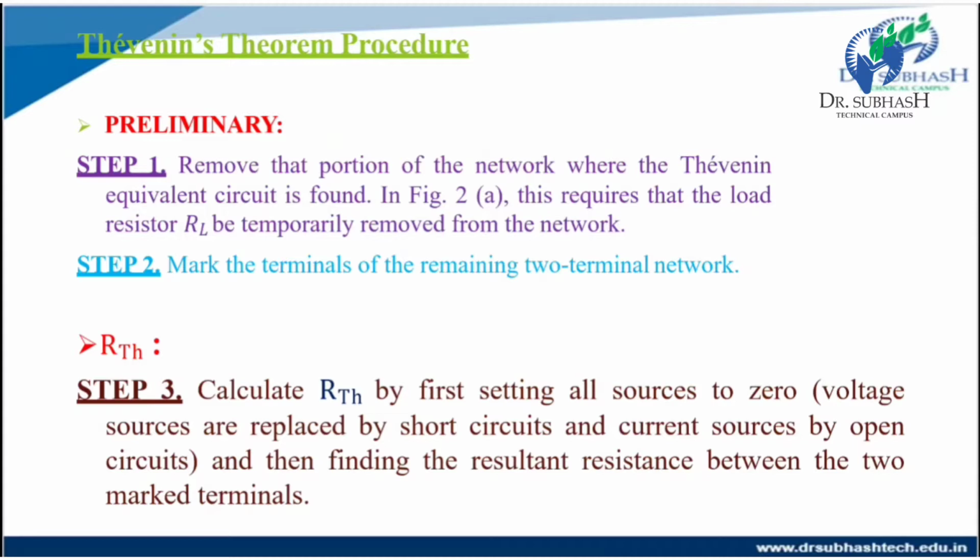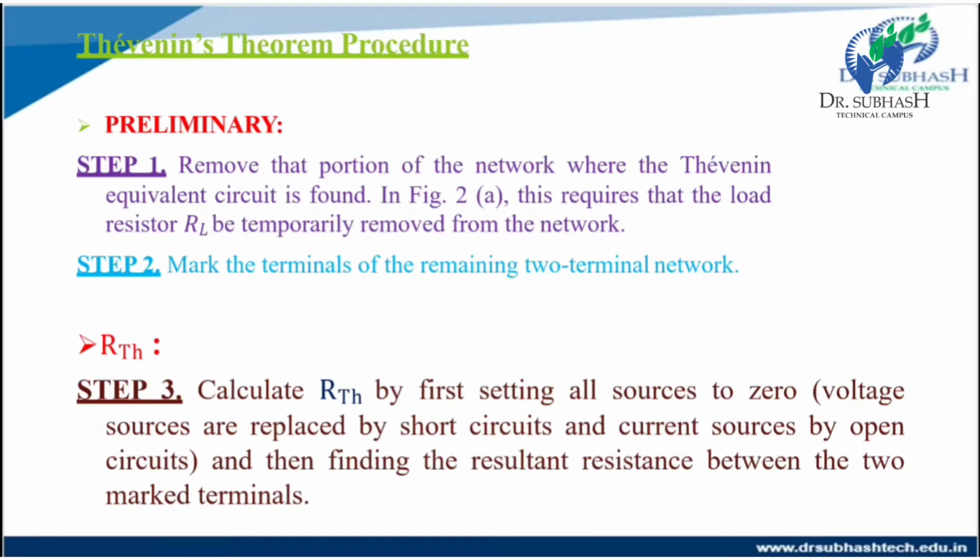So whenever we have to find the Thevenin equivalent at such a point, that resistor we temporarily remove. Mark the terminals of the remaining two terminal network. So after removing it, we have to mark it and give the name RTH. Now step 3, we will also calculate in an example. So this is the procedure we should keep in our mind.